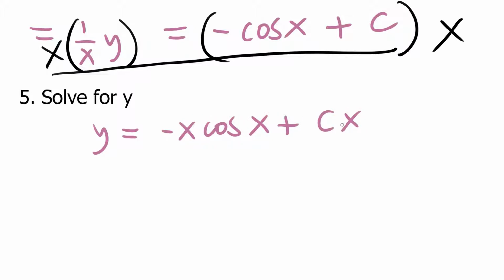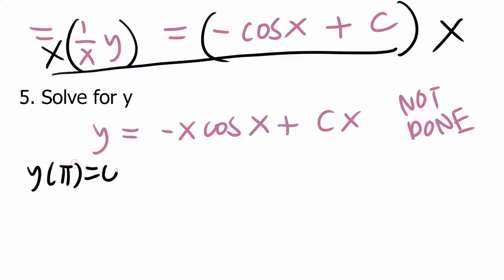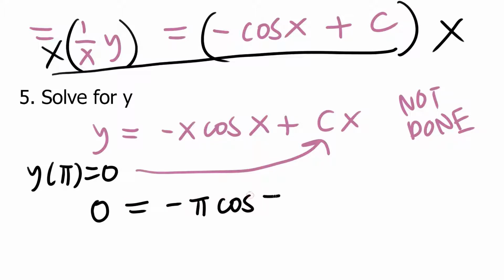Now we are not done, because remember this is an initial value problem. We have an initial value of y of pi equals 0, and this will help us solve for the C right here. So we just have to plug in pi and solve. So y of pi equals 0, so when x is pi, y is 0. We make the y 0, and we plug in pi for all of the x's: negative pi cosine pi plus C pi.